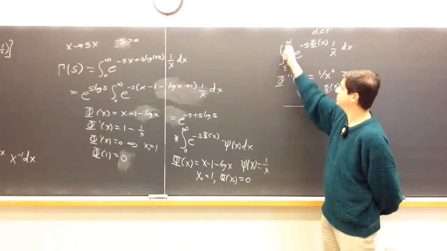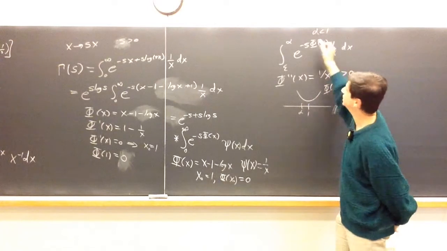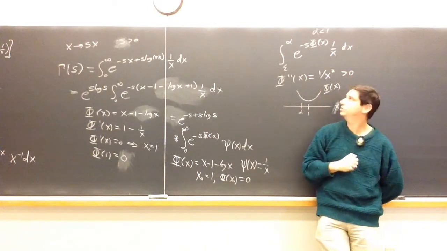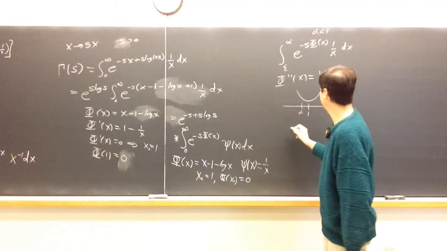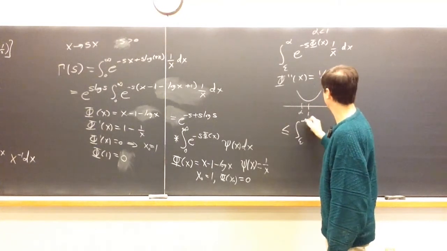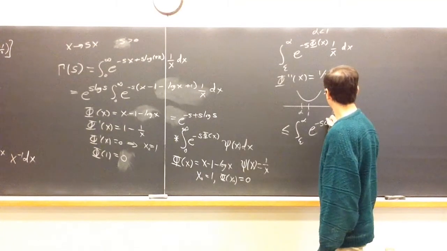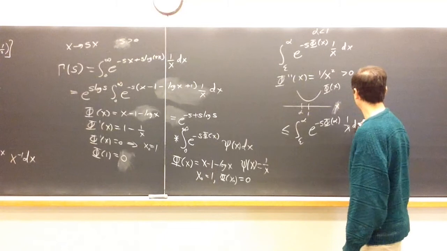So if I want to integrate up to alpha, I can approximate this whole thing here by just the value of big phi at alpha. Right? So this integral would be less than or equal to the integral from epsilon to alpha e to the negative s phi of alpha 1 over x dx.